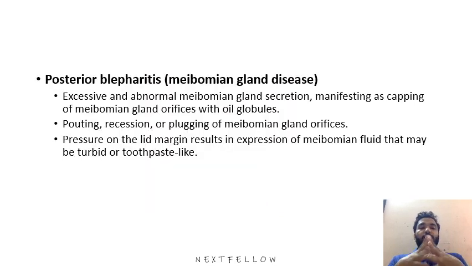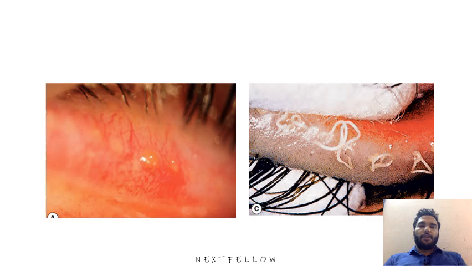Posterior blepharitis, otherwise called meibomian gland disease. It's excessive and abnormal meibomian gland secretion, manifesting as capping of the meibomian gland orifice with oil globules, pouting, recession, or plugging of the meibomian gland orifice. Pressure on the lid margin results in expression of meibomian fluid that may be turbid or toothpaste-like. This is how the presentation will be. The first image shows the meibomian gland orifice capping, and then there is a toothpaste-like material that comes out on pressure.